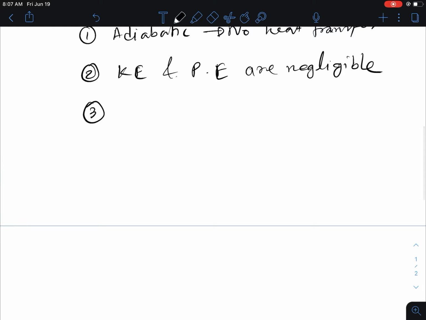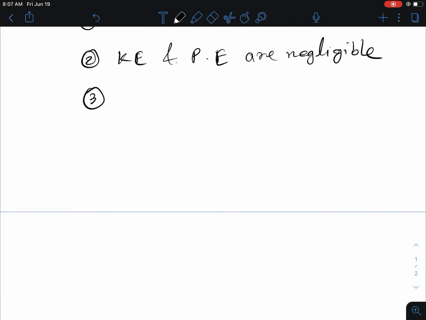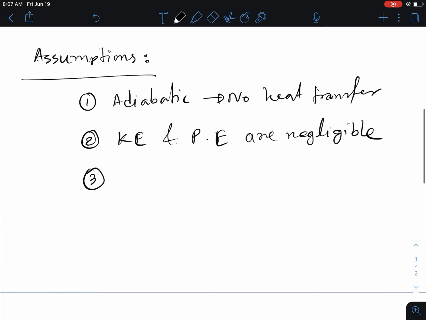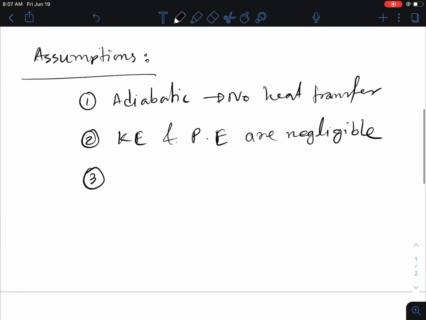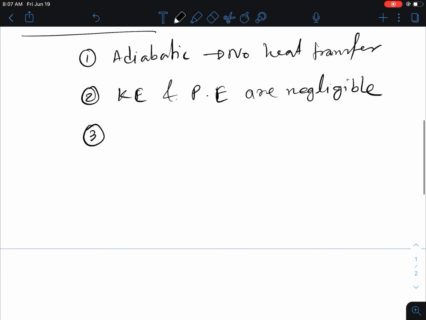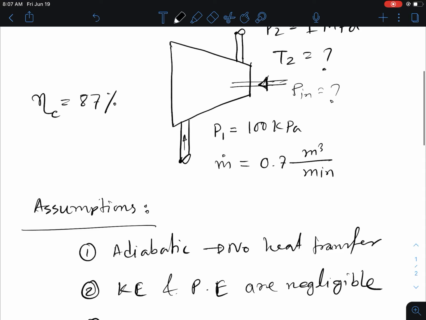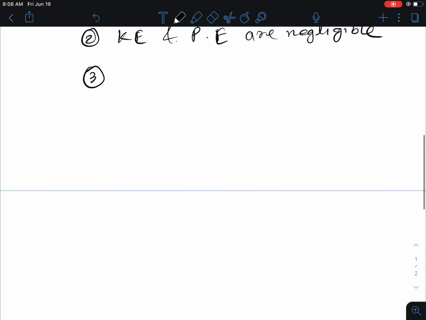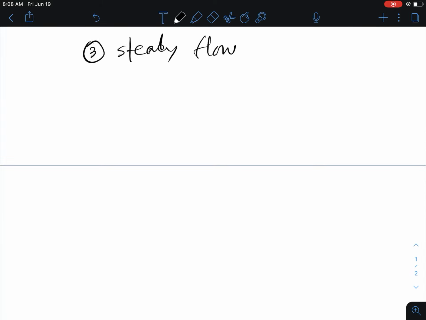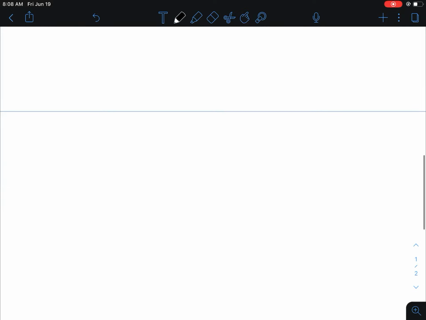And then the third case is basically saying the device is adiabatic, thus the heat transfer is zero, we talked about that one. But the most important case is that it's a steady flow process. Why steady flow? We see that there's a constant flow rate, which is 0.7 meter cube per minute. So it's a steady flow device. So for a steady flow device, we derived the equations.